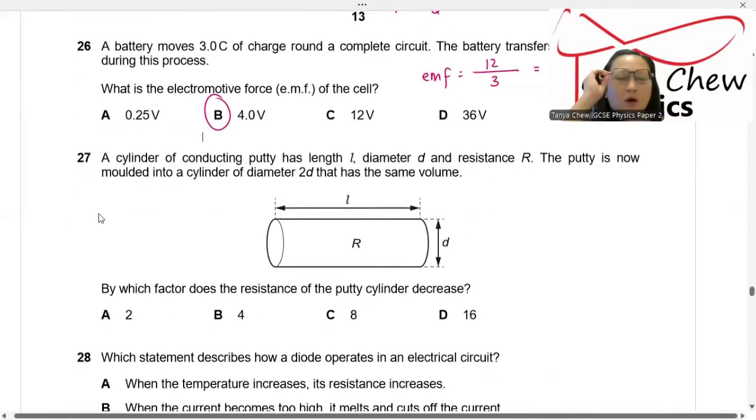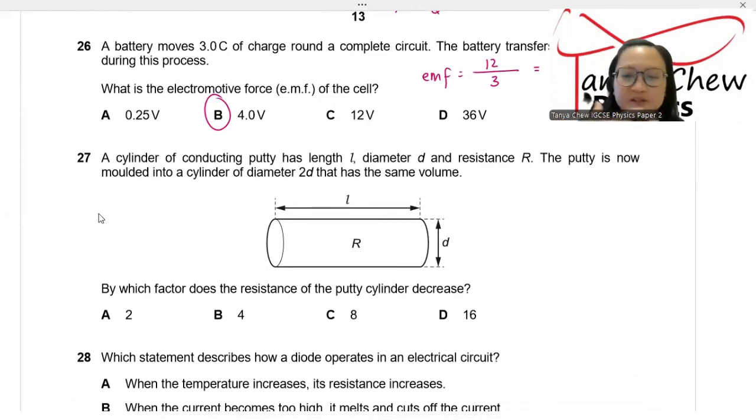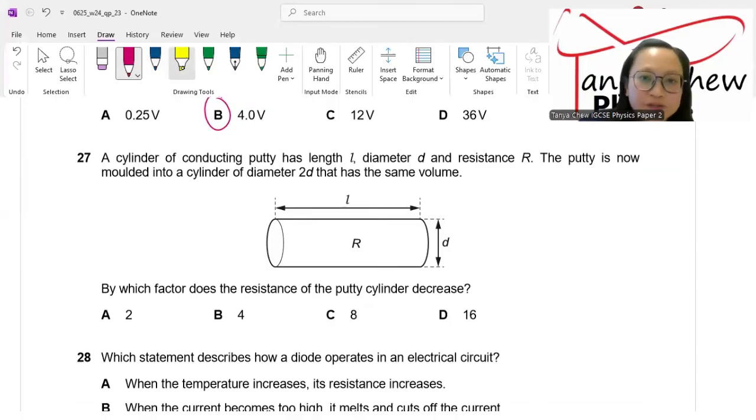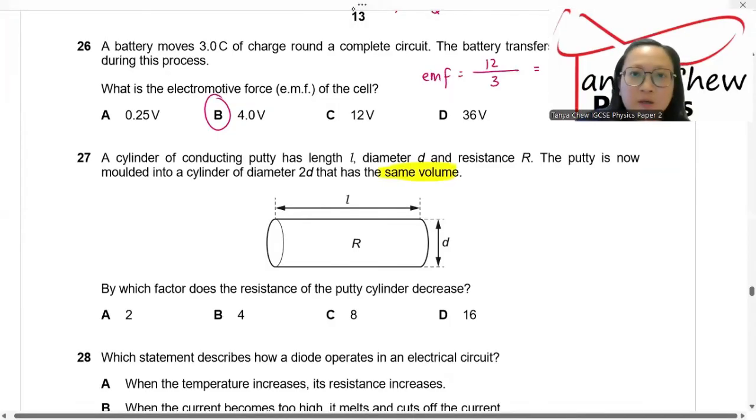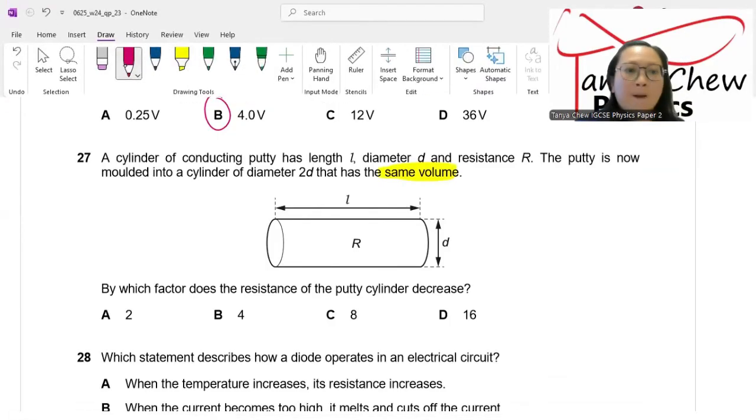A cylinder of conducting putty has a length L, diameter D, and resistance R. The putty is now molded into a cylinder of diameter 2D that has the same volume. Oh wow, same volume. I have to highlight this. It is very, very important. By which factor does the resistance of the putty cylinder decrease?